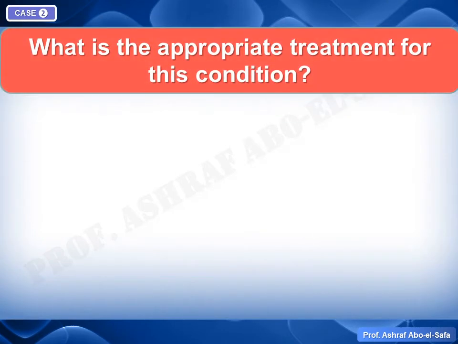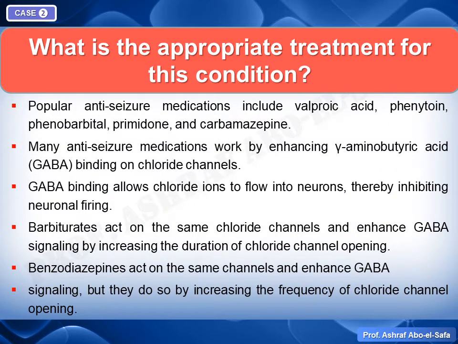What is the appropriate treatment for this condition? Popular anti-seizure medications include valproic acid, phenytoin, phenobarbital, primidone, and carbamazepine. All can treat this condition. Many anti-seizure medications work by enhancing gamma-aminobutyric acid, GABA, binding on chloride channels. GABA binding allows chloride ions to flow into the neurons, thereby inhibiting neuronal firing.